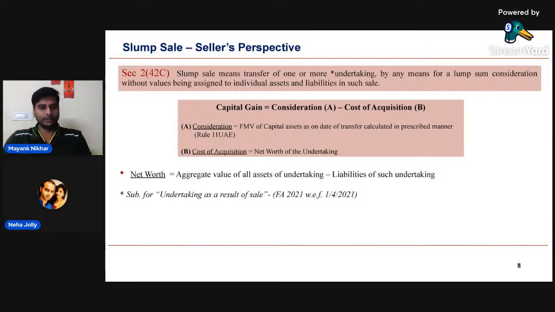Now, what is net worth? It is the aggregate value of all assets minus the liabilities of the undertaking. So, all assets of the undertaking less liabilities of such undertaking. First, we will capture the cost of acquisition because the FMV of the capital asset for consideration is a little lengthy. So, let's take cost of acquisition first.